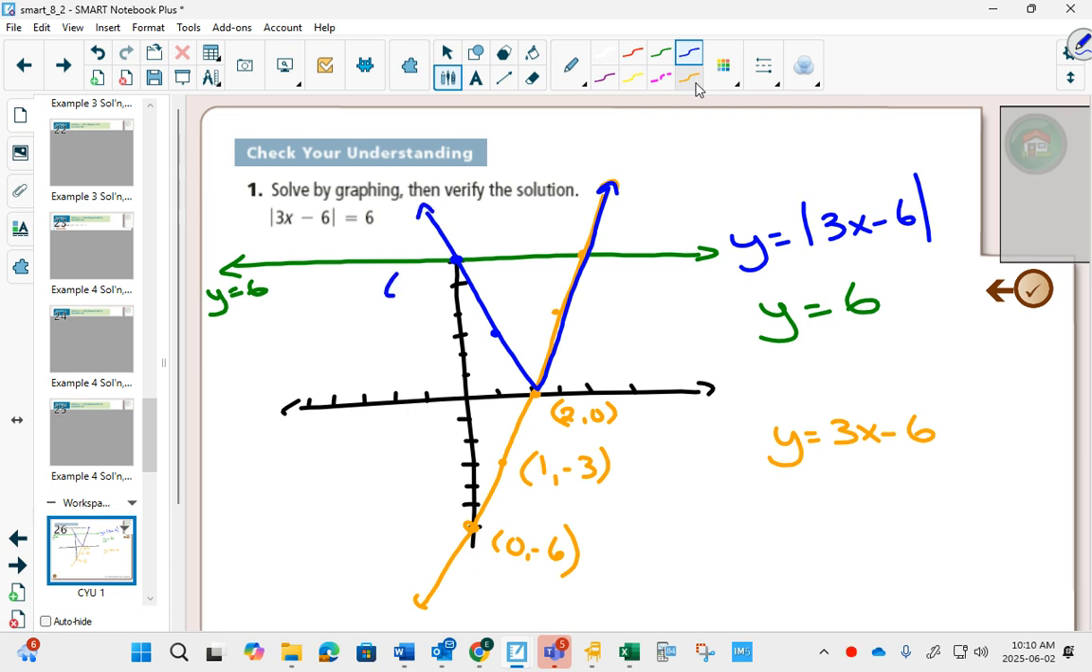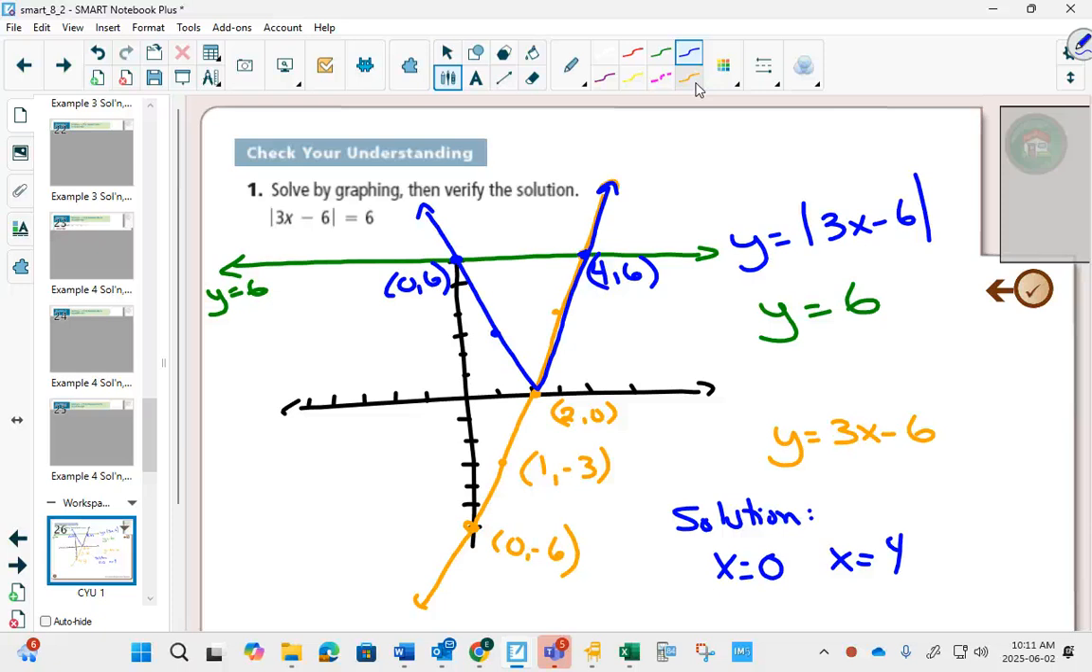And my solutions, where do these things intersect? They intersect at 0 comma 6, and they intersect at 4 comma 6. So based on my graph, my solution is x is equal to 0 and x is equal to 4. So if a quiz or test says solve by graphing, you have to do this.